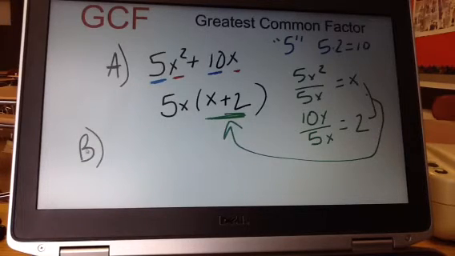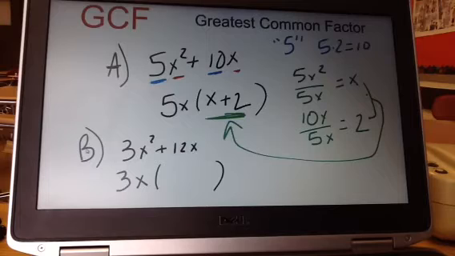So if I was to have a longer expression, like 3x squared plus 12x, I could ask myself what letter or number appears in both terms. And in this case, I could definitely take out a 3, and I would also want to take out an x. Can you think of what would be left in the parentheses? It would be x plus 4.